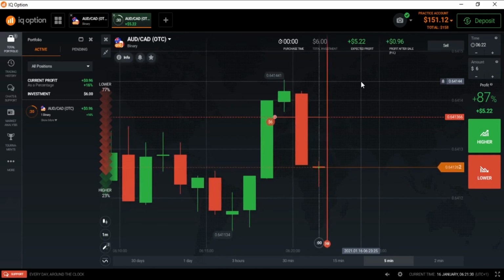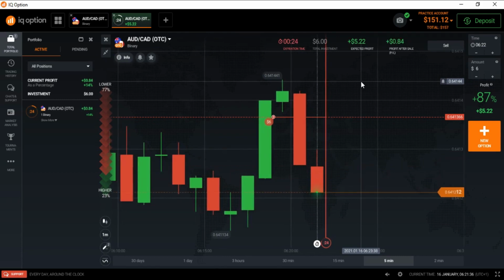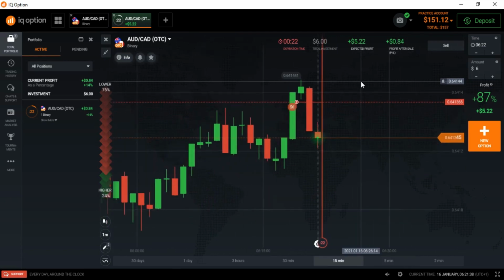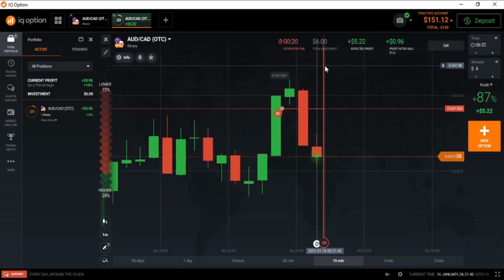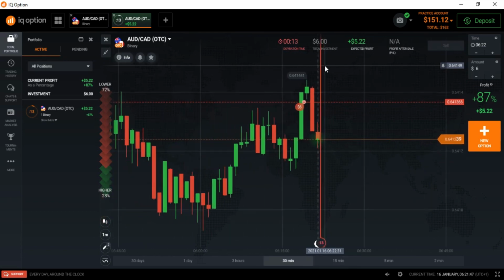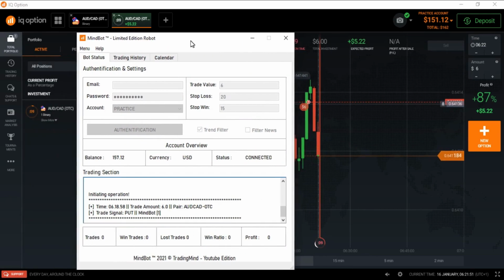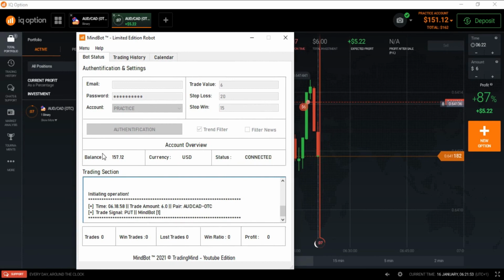So guys, as you can see, 30 seconds left on our trade and the trade is going very good on our side. So it will go for a winning shot. We hope the best for this one. And let's see our robot. So scroll here. It will mark up as a win once this trade is finished.